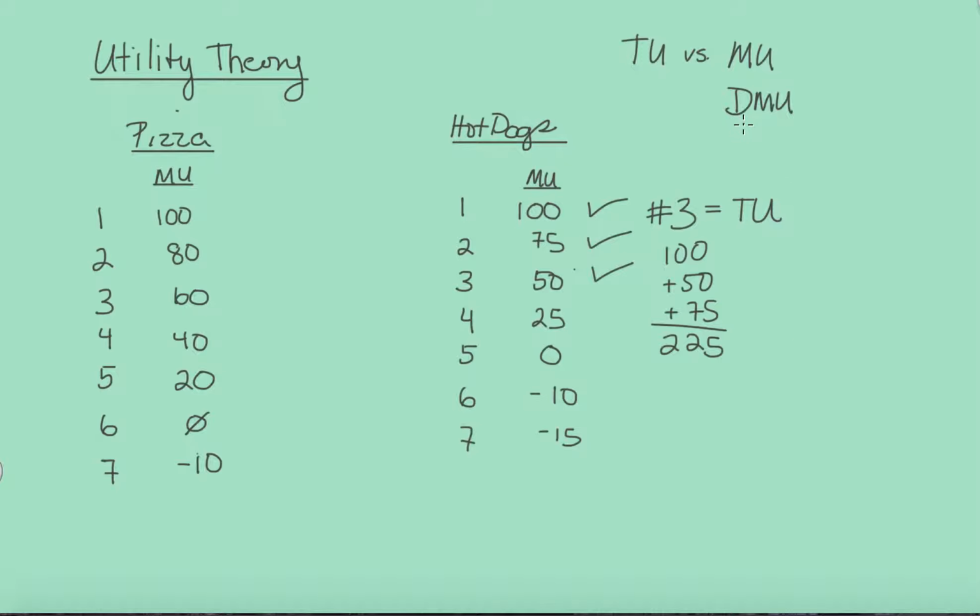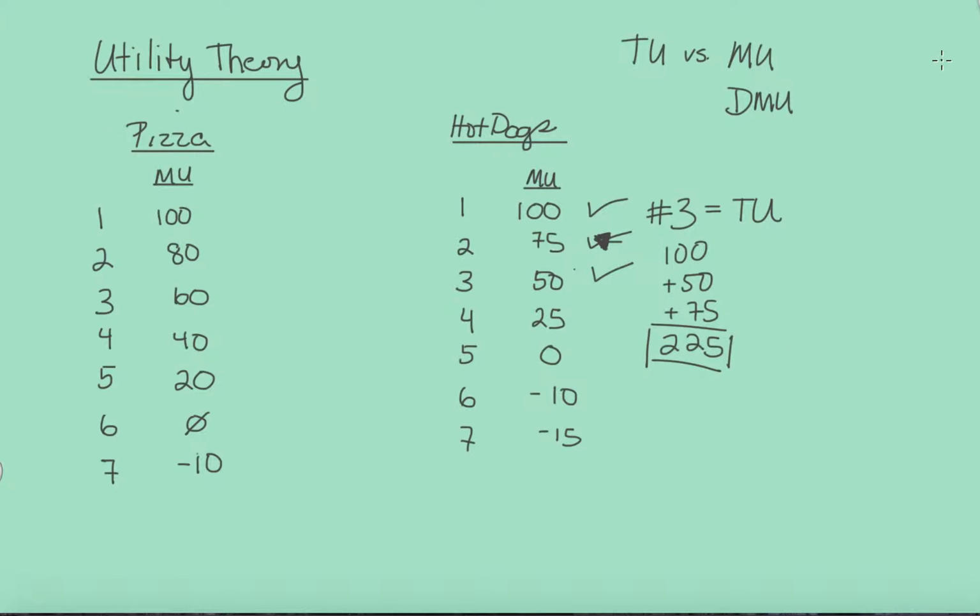Now notice that his diminishing marginal utility set in right here on number 2. His marginal utility started to decrease when he had that second hot dog. He didn't enjoy it quite as much as the first one. But notice that his total utility is a positive number. It never goes negative. The law of diminishing marginal utility doesn't say that your total utility has to go negative. Your total utility can still be a positive number. It's just your marginal utility that's going to be negative at some point.